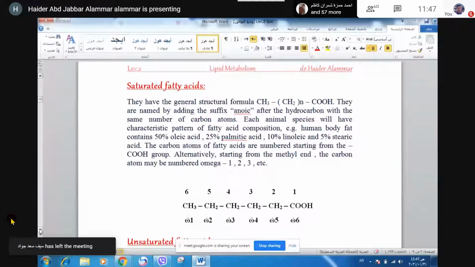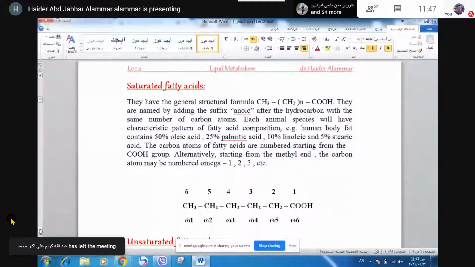They are named by adding the suffix anoic after the hydrocarbon with the same number of carbon atoms. Of course, each animal species, including human beings, has a characteristic pattern of fatty acid composition. Here, I just mention the composition of the human body.